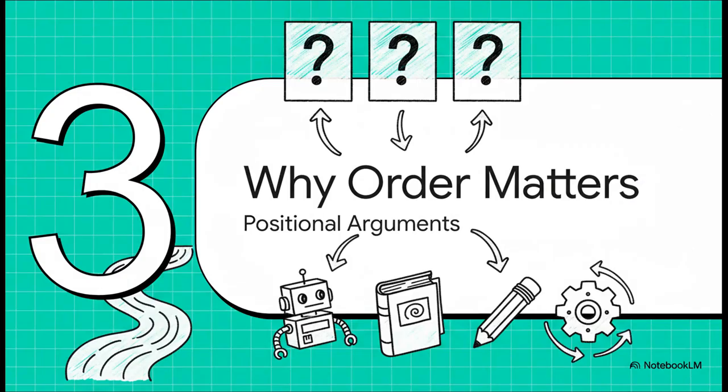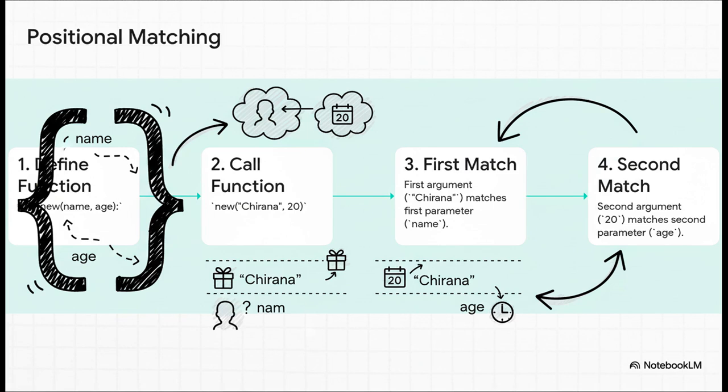This is awesome for one piece of information, but what if your function needs more? What if it needs 2 or 3 or 10 inputs? How does Python know which argument is supposed to go to which parameter? Well, by default, it uses a system that's really simple, but also really strict. This system is called positional arguments, and it works exactly how it sounds. Python matches the arguments to the parameters based purely on their position, on their order. So the first argument, Chirana, gets matched to the first parameter, name, and the second argument, 20, gets matched to the second parameter, age. It's a simple one-to-one mapping based on the lineup.